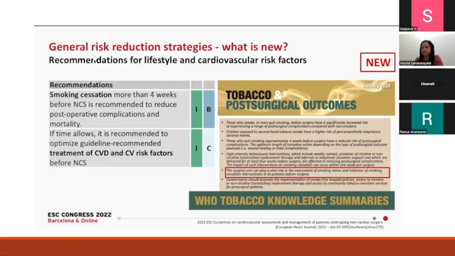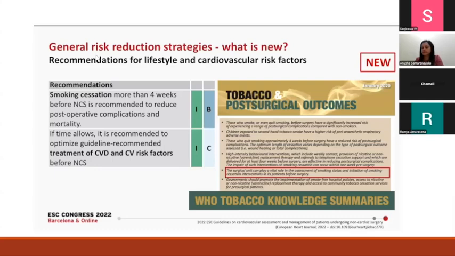So when it comes to general risk reduction, after identification of the risk factors, we have to modify the risk factors, mostly including the dietary modifications, lifestyle modifications, regular exercises, if it is planned for an elective surgery.